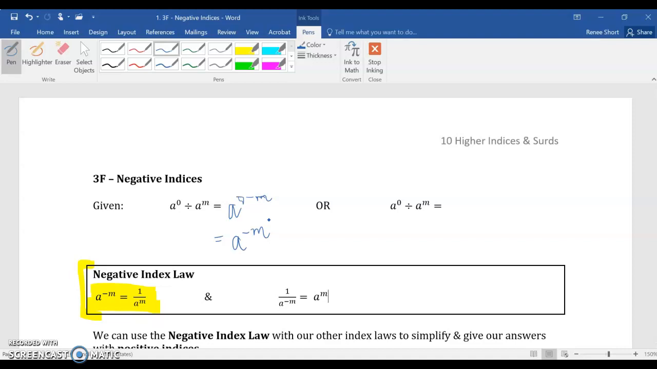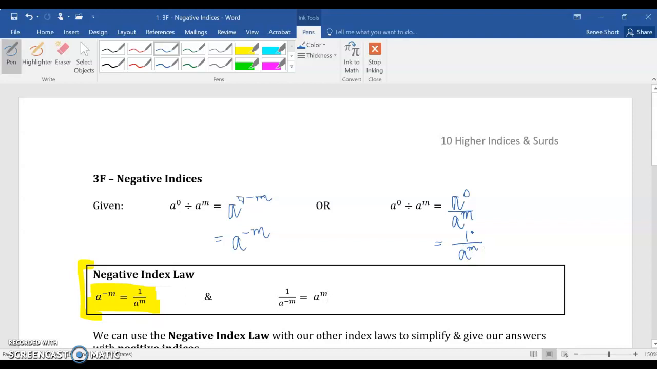Alternatively, another way that we can solve this, which is often my preference when dividing indices, is to take a to the 0 divided by a to the power of m and first of all rewrite this as a to the 0 over a to the m. And we know that any index to the power of 0 is equal to 1. So we could rewrite the numerator, a to the 0, as 1, and write our denominator as a to the power of m.